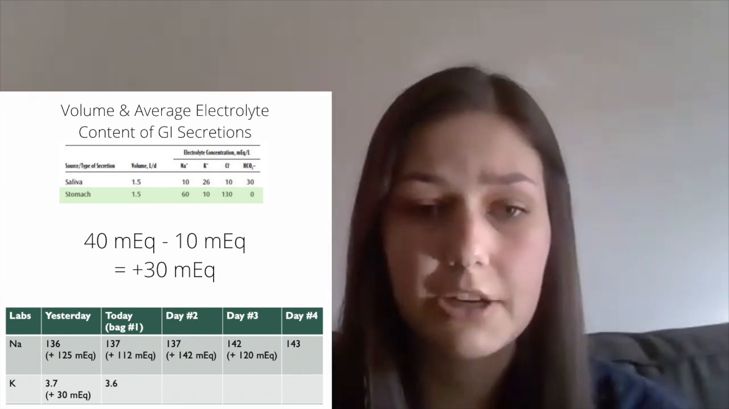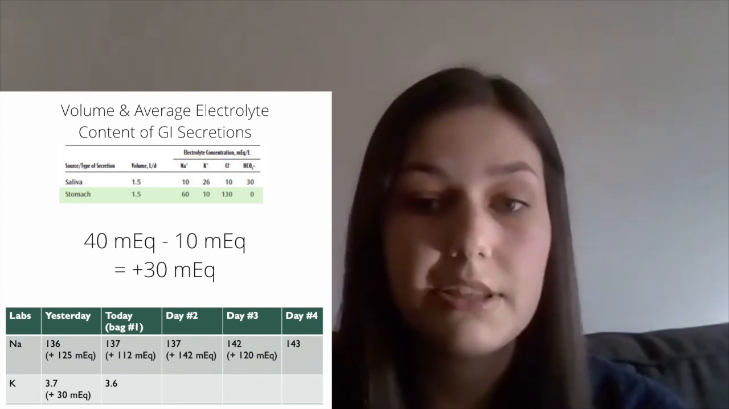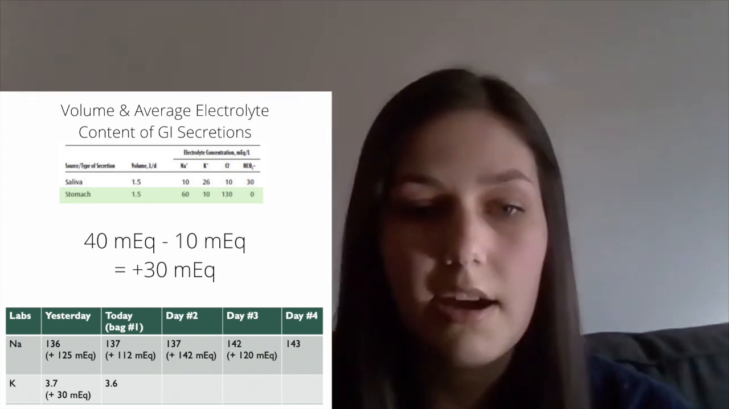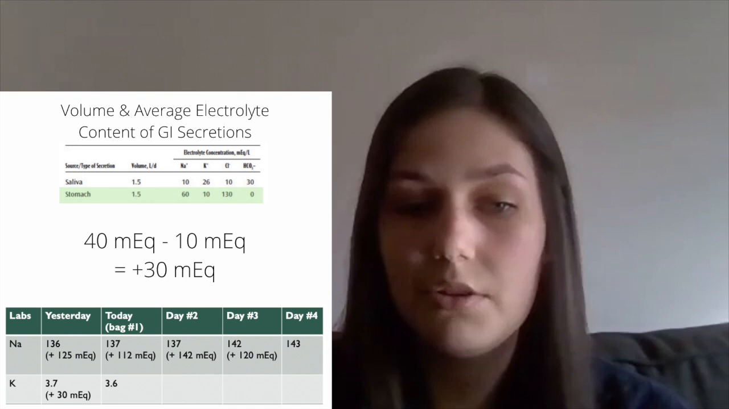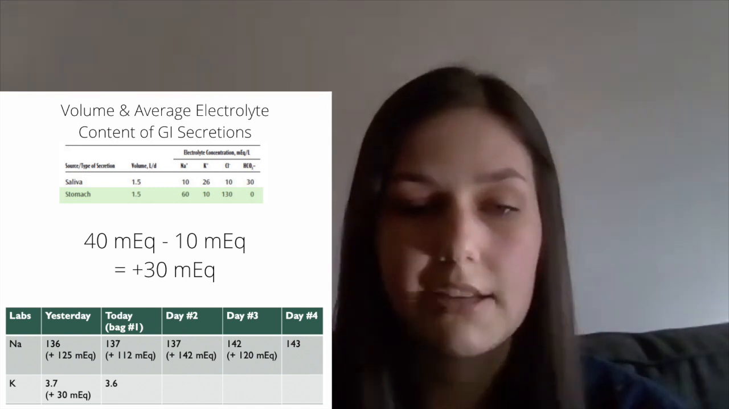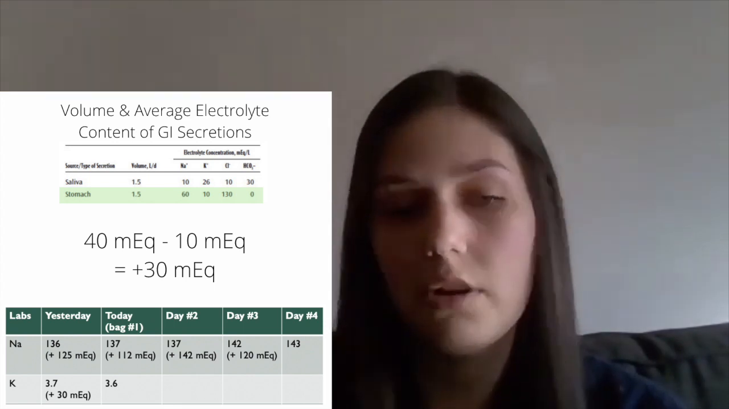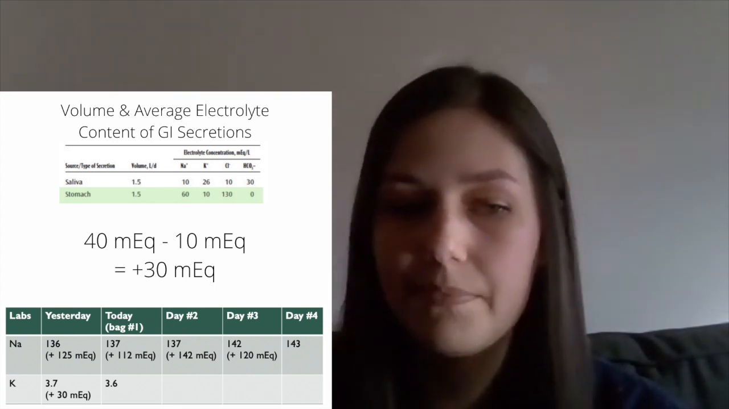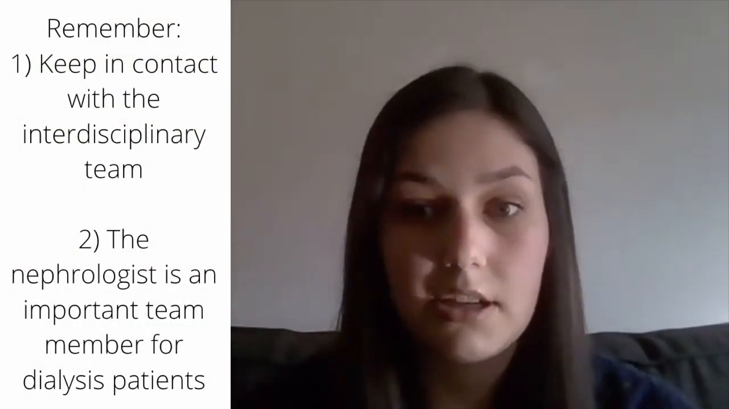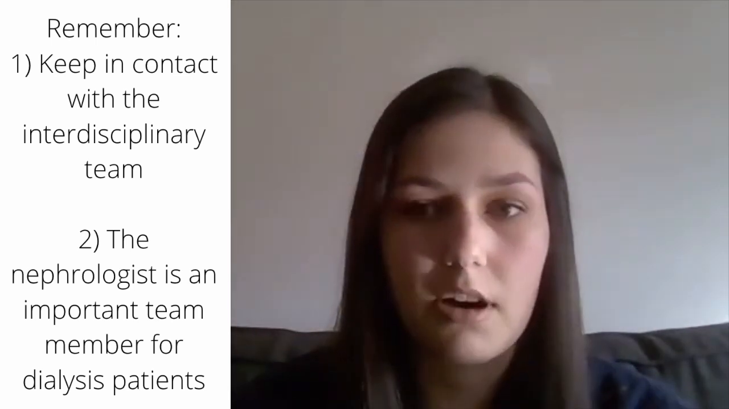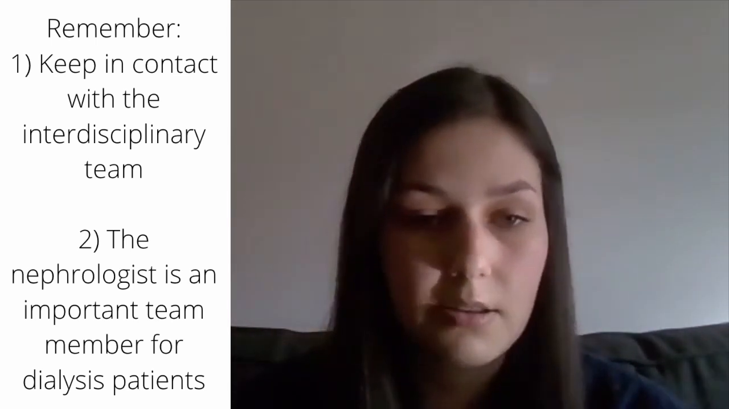His potassium actually dropped a bit from 3.7 to 3.6. So if we're aiming for the middle of the normal range, or a serum potassium of about 4.0, we'll need to provide significantly more than 30 milliequivalents per day. So as the dietitian, you need to communicate with the team regarding how much potassium you're providing to the patient.